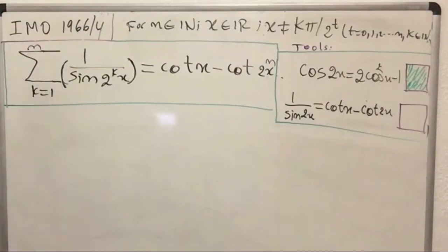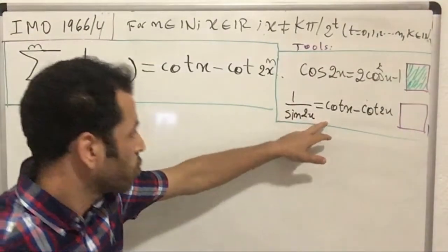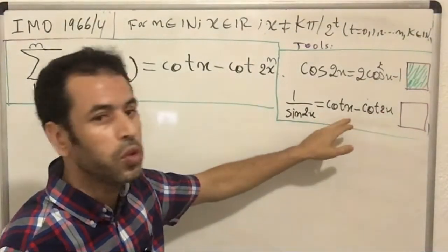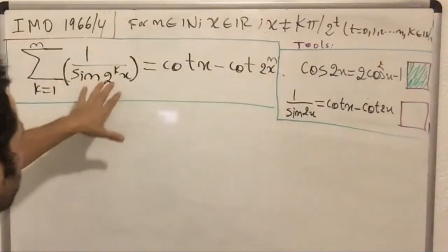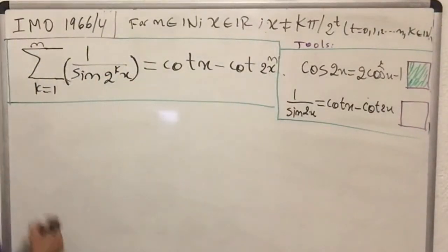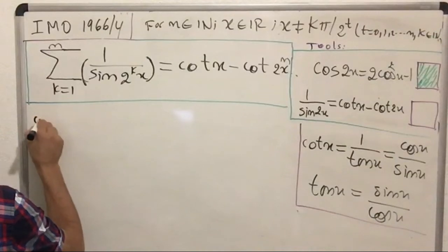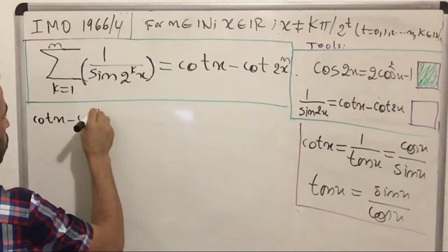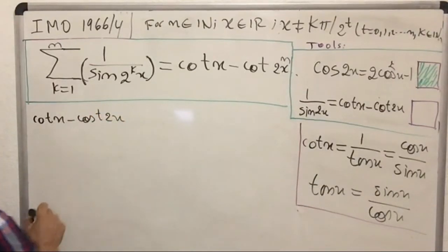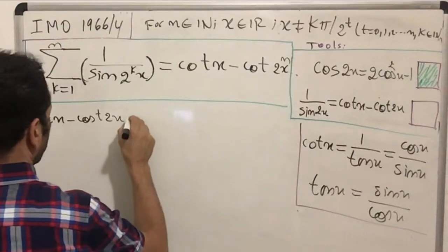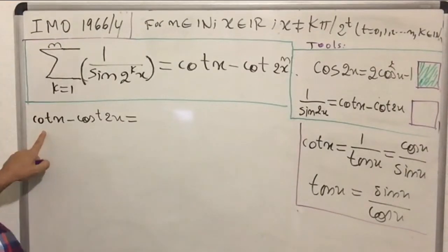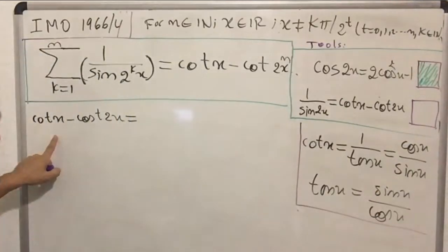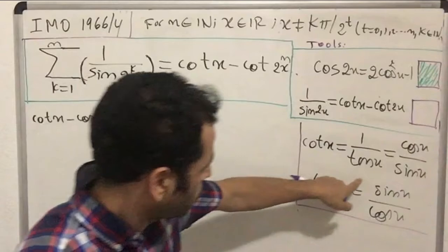Now in the second step I'm going to prove this one, 1 over sine 2x equal to cotangent x minus cotangent 2x. I'm going to use it as a tool in order to prove this expression. Cotangent x minus cotangent 2x equal to what? Cotangent x, as I have mentioned, I have it in this formula.